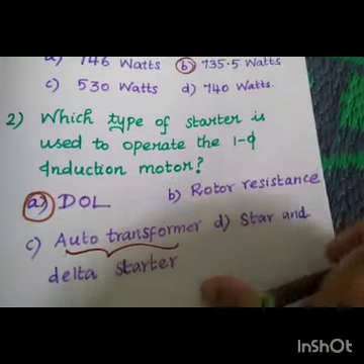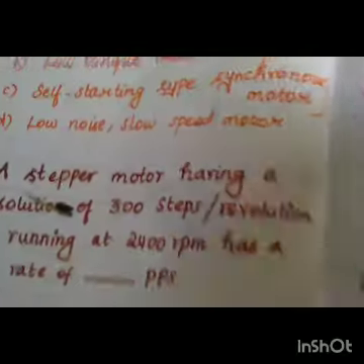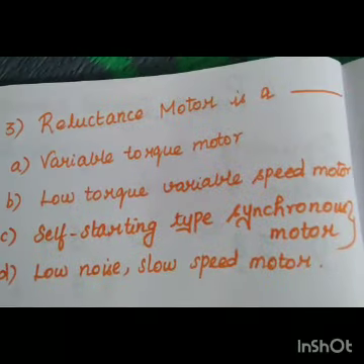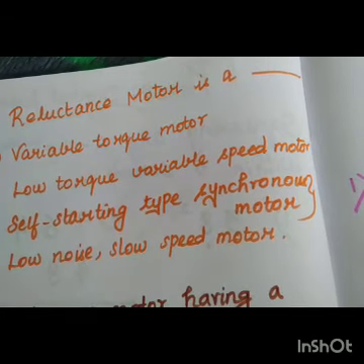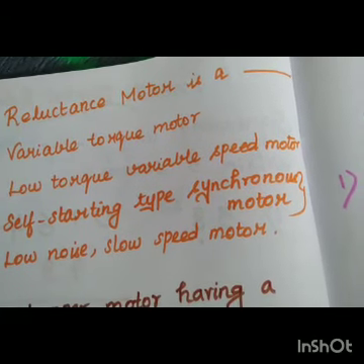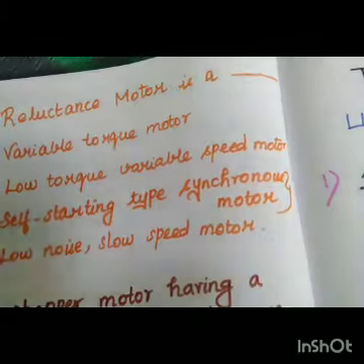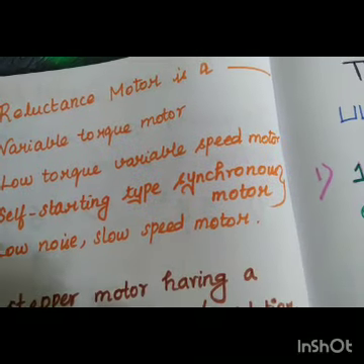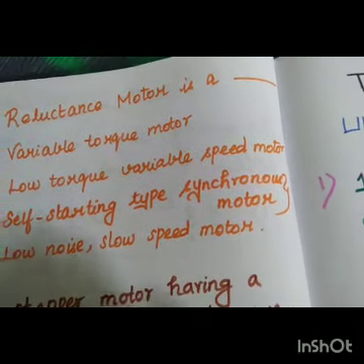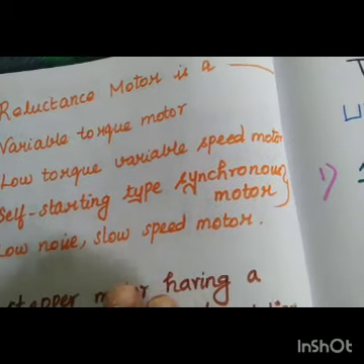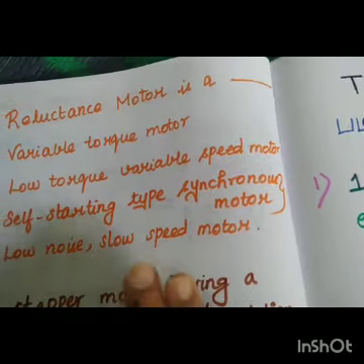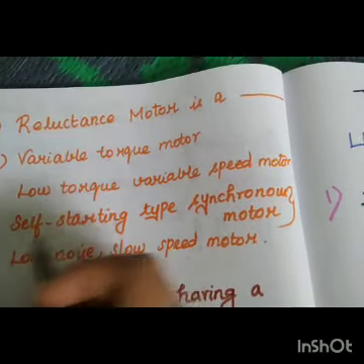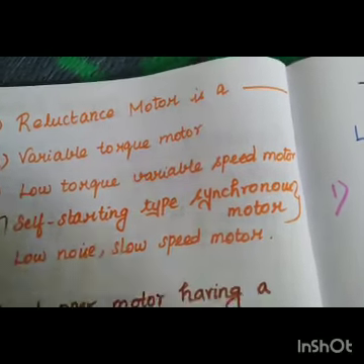The third question. Reluctance motor is a dash. You can see 4 different options given here. What is a reluctance motor? A single phase reluctance motor is a single phase salient pole synchronous, cage type induction motor, okay? It is a self starting type synchronous motor. Reluctance motor is a self starting type synchronous motor.